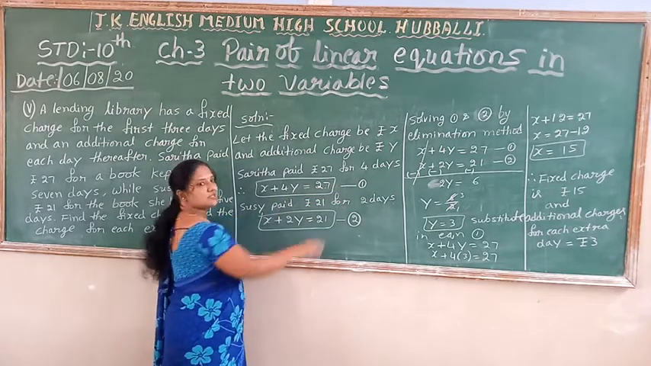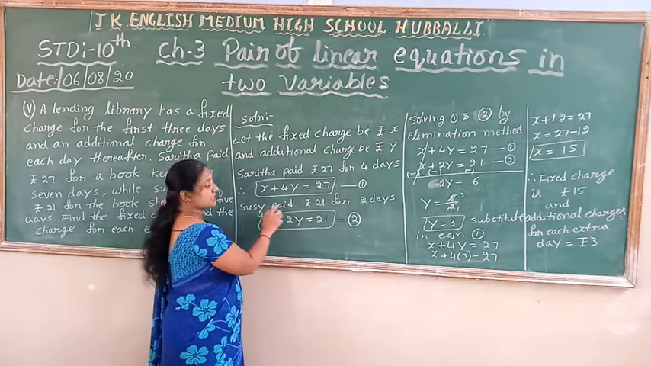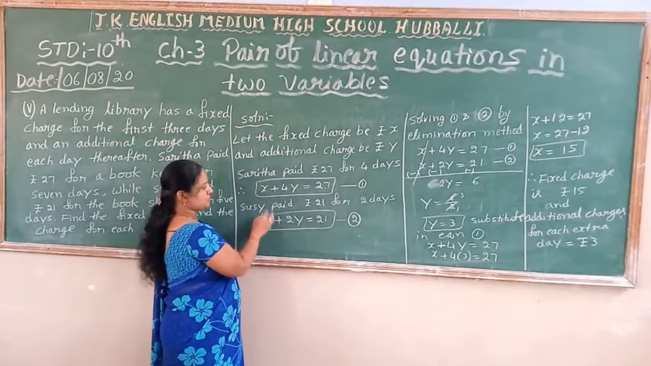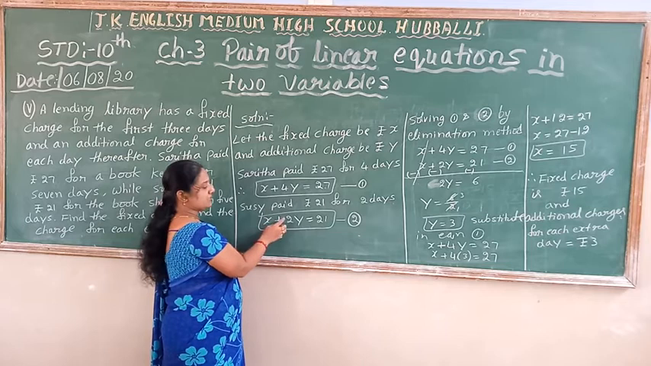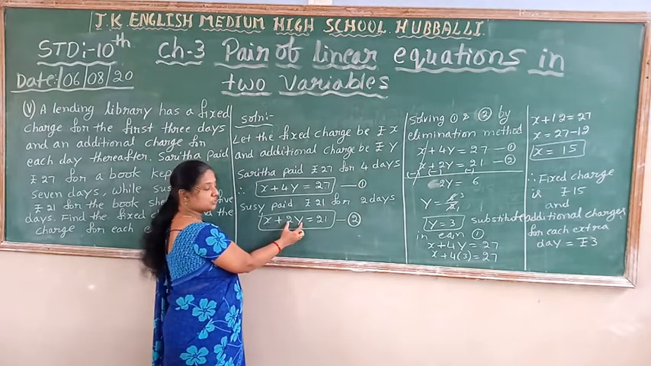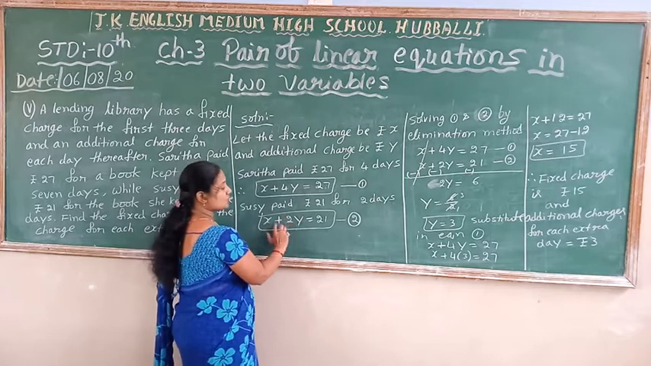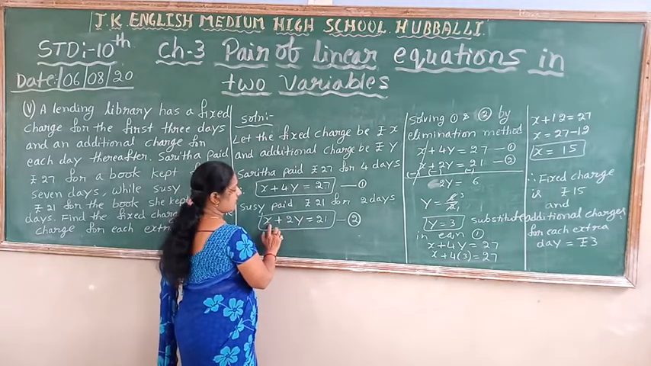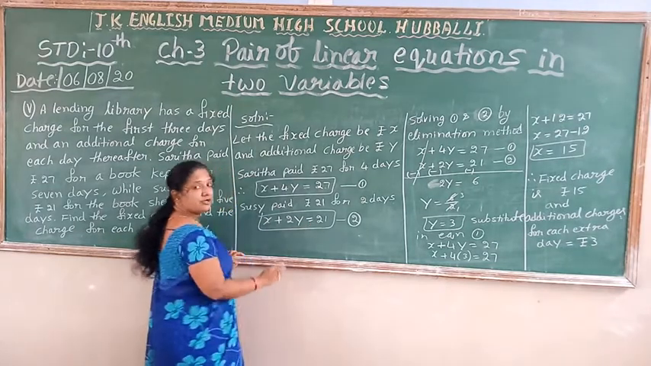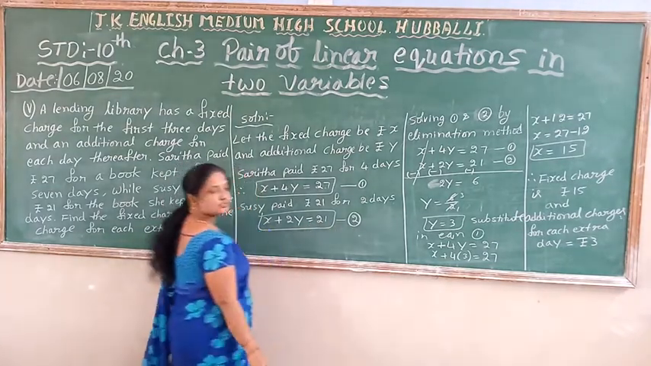You call this equation number 1. And Susie paid rupees 21 for 5 days. For the first 3 days, the fixed charge is the same x, but she kept the book 5 days, so 2 days extra. For 1 day, y rupees extra means for 2 days, 2y rupees she has to pay as additional charge. Totally she paid 21 rupees. According to the statement, you write the equation x plus 2y is equal to 21. You call this equation number 2.